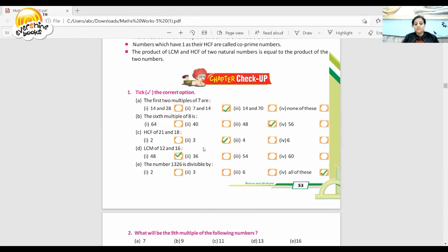21 and 18 come in the table of 3, so 3 is the factor. It is the highest factor. LCM is a multiple of 12 and 16. In the tables of 12 and 16, what is common? That is 48. The number 1326 is divisible by 2 also, 3 also, 6 also. It means all of these are the numbers that divide it.